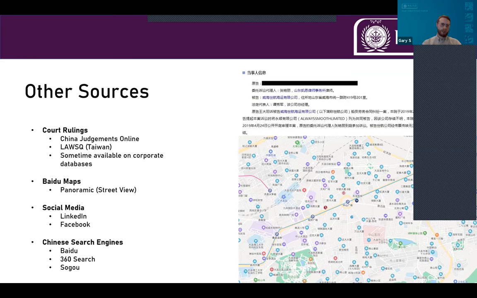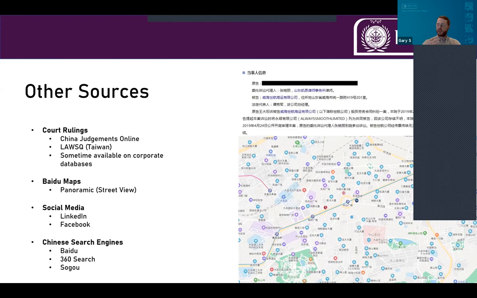So we make use of court rulings as well. Some court rulings are made available online on a Chinese government website where you can search and find information on whether or not these individuals or this company has been involved in lawsuits, which, funnily enough, a lot of these companies and individuals are.